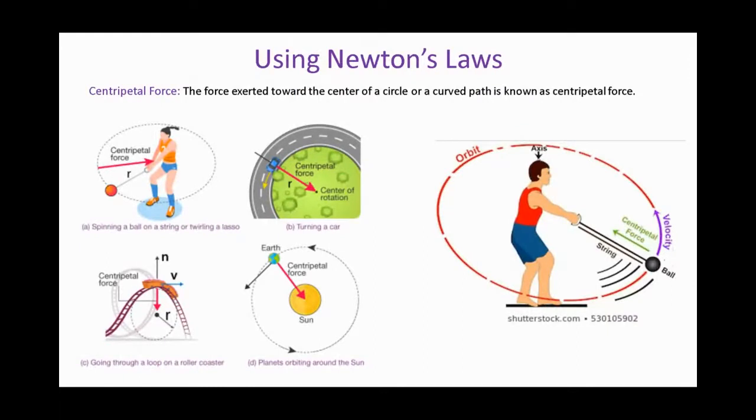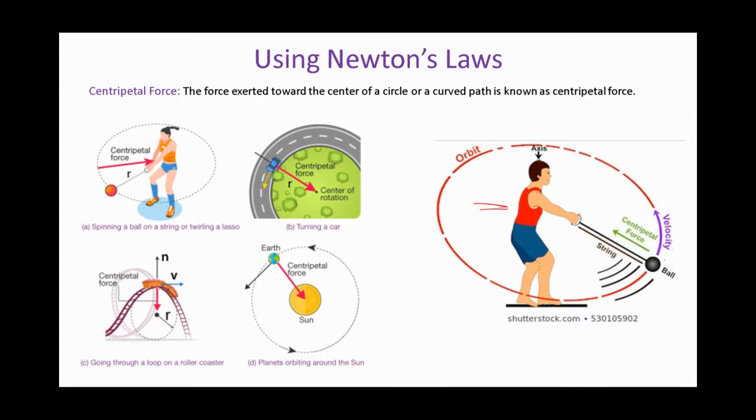So after that, we need to discuss what we call the centripetal force. We have discussed before the centripetal acceleration. And we said if an object moves in a circle or in a curve, there must be a centripetal acceleration. What's the direction of this centripetal acceleration? We said toward the center of the curve or the center of the circle.